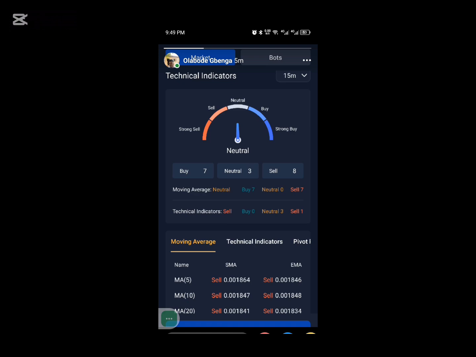Seller takes over the market. Seller takes over. So you have to check and check before you enter. Because you can enter it now and the seller can take over the market. The coin begins to crash now.